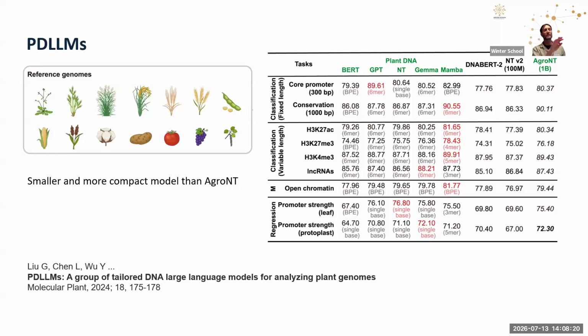And you can see that for any given task, the accuracy varies drastically depending on the architecture of the model. They've all got different parameter numbers, different systems. And so there's no one model that's best at everything. For PDLLMs, they're a smaller, more compact model than AgroNT. That's one of the benefits of it.